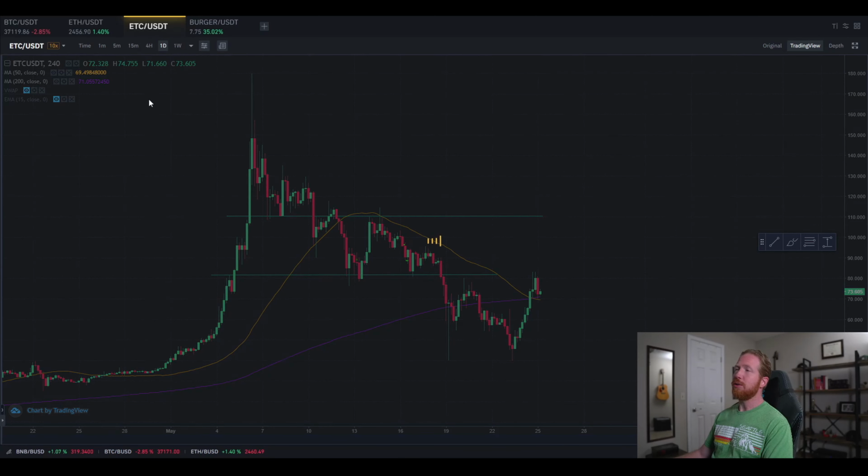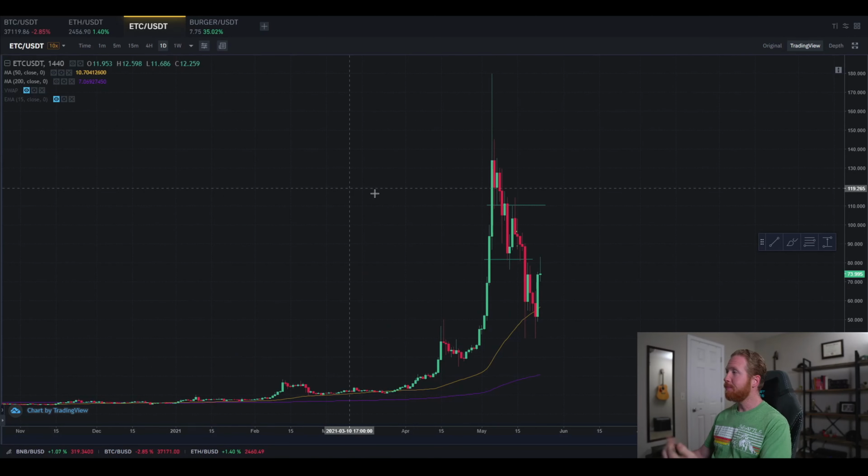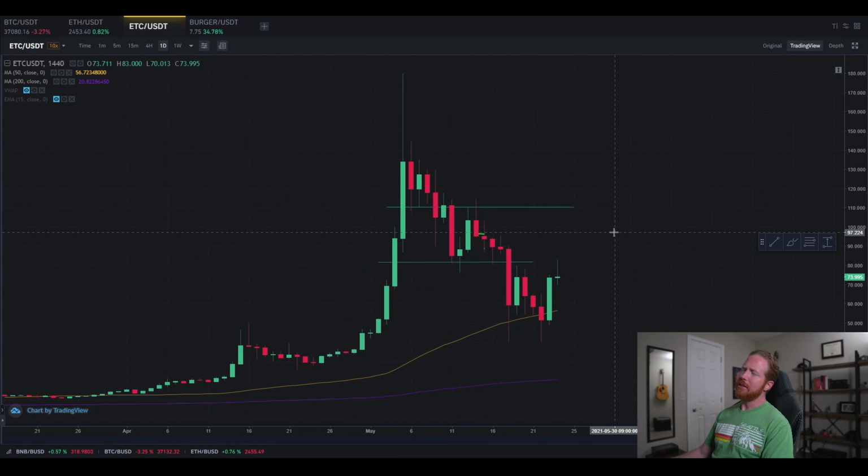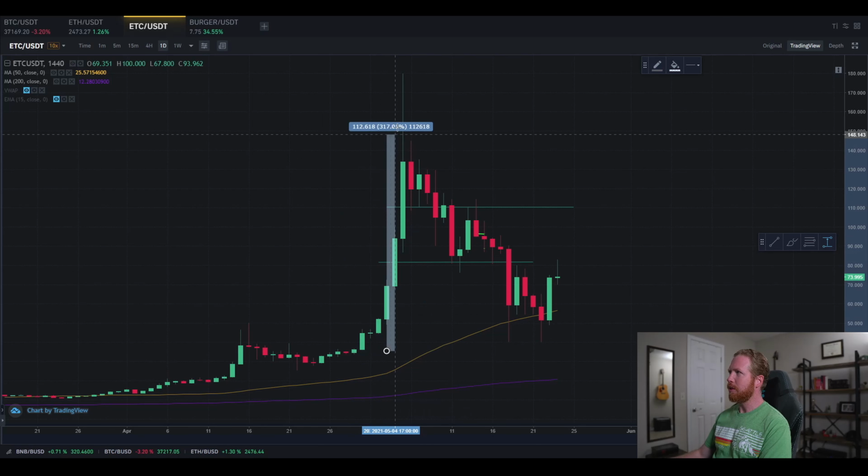But first things first, we'll look at the one-day chart and work our way down. So this is the one-day chart for Ethereum Classic. Now, I always like to look at the one-day chart so we can get a quick history, a quick glimpse of how it got to where it's at. Ethereum Classic is an interesting scenario. In other words, if you look at this increase in price, it was a 5-day period.